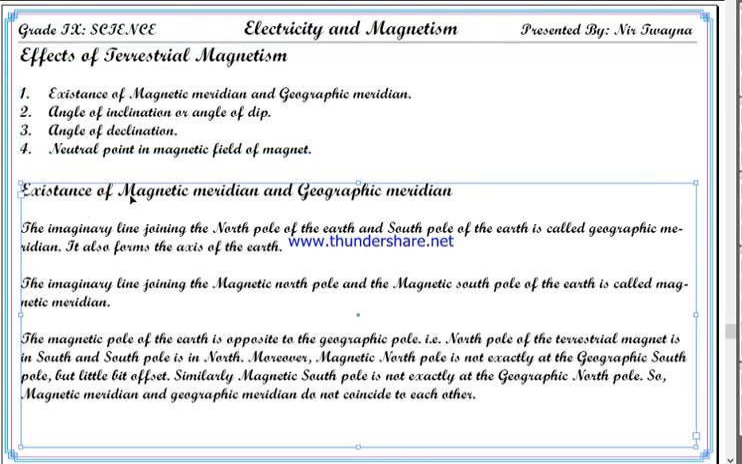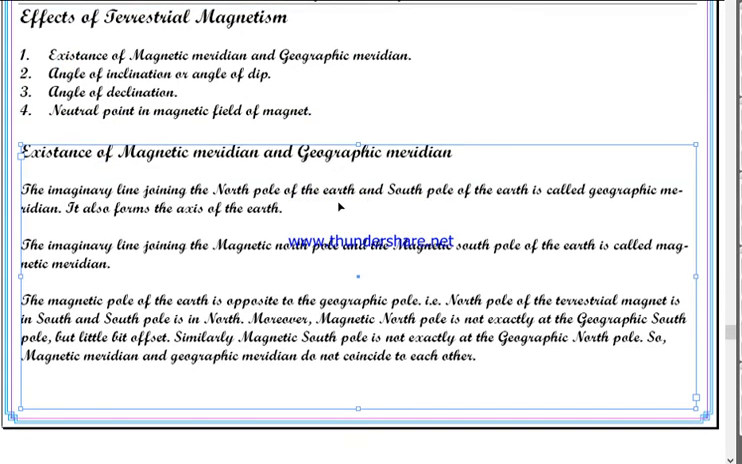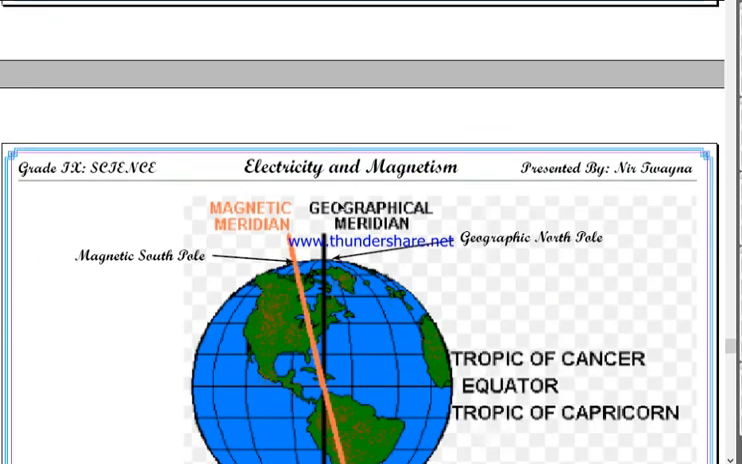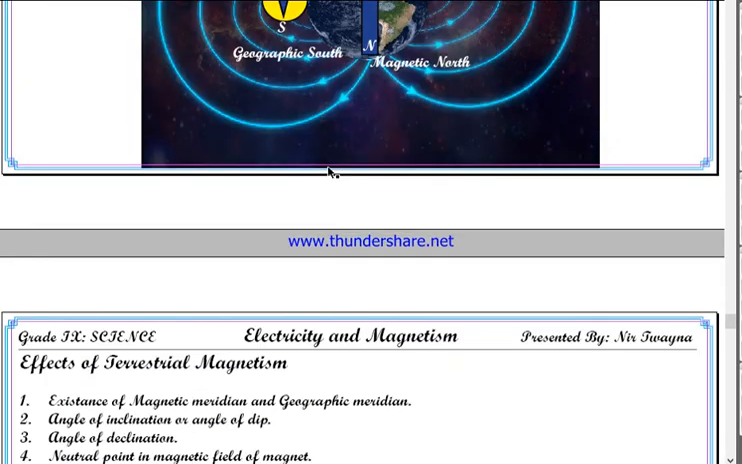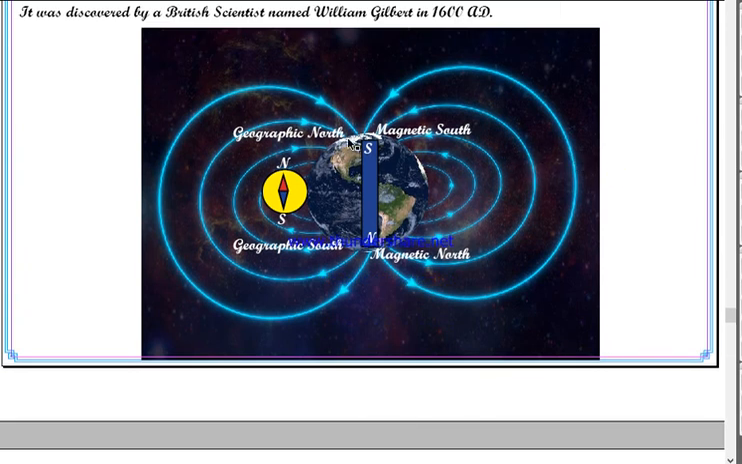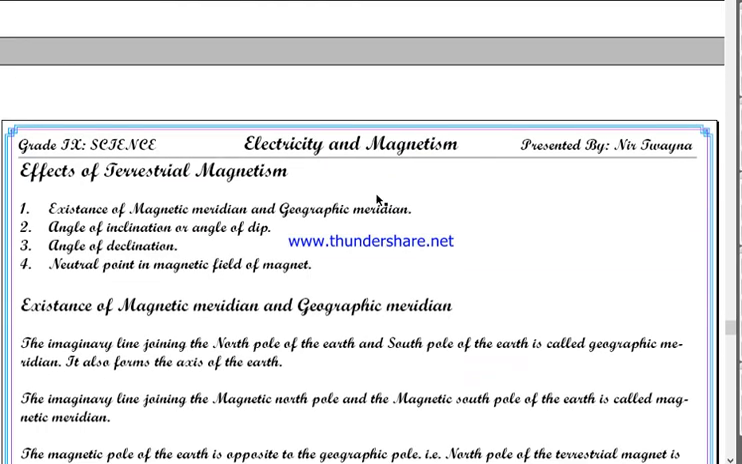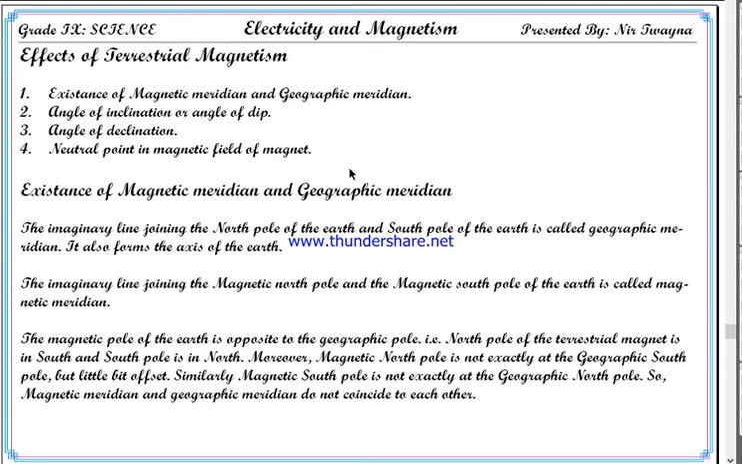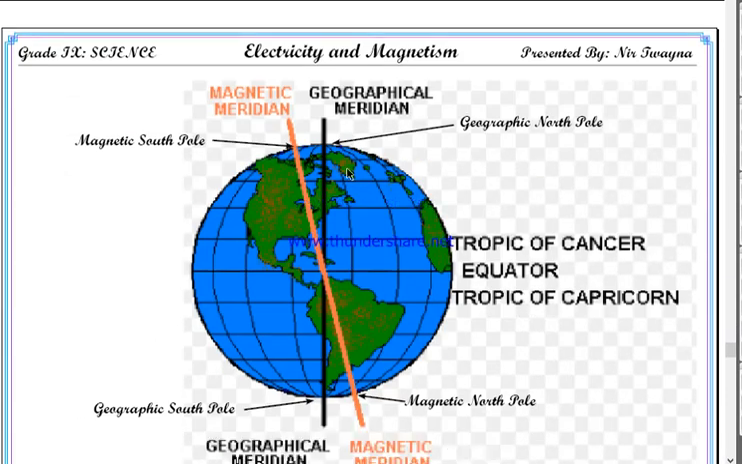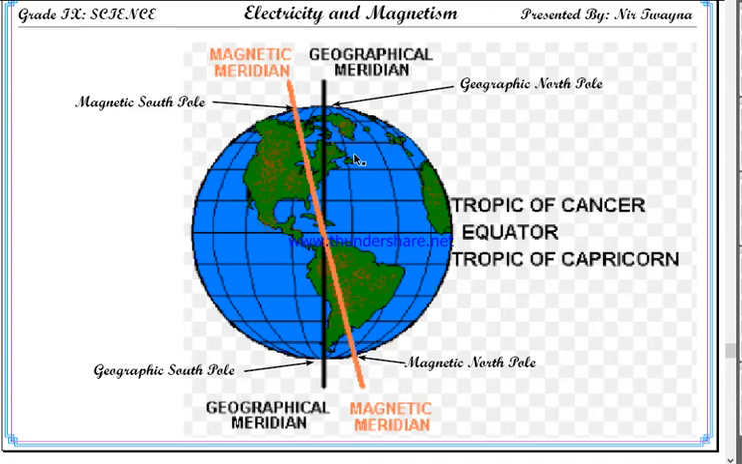Okay, number 1, existence of magnetic meridian and geographic meridian. Well, in our previous slide, what I said is that magnetic north and geographic north are not same. Magnetic north is here, geographic north is here. Magnetic south is here, geographic south is here. They are just opposite to each other. Now you should know that they are not just opposite, but they are not coinciding as well.